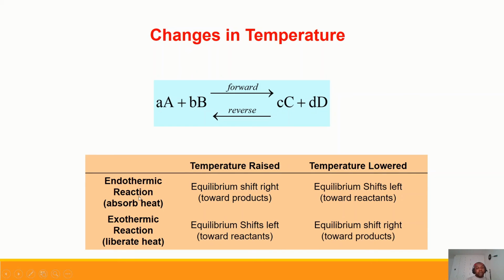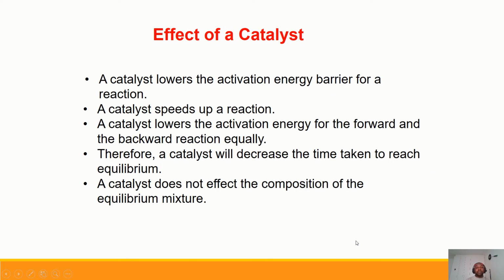For an endothermic reaction, where you absorb heat, when you raise the temperature, the equilibrium will shift to the right. But if you lower the temperature, the equilibrium will shift to the left. For an exothermic reaction, if you raise the temperature, the equilibrium will shift to the left. But if you lower the temperature, the equilibrium will shift to the right. That is going to favor the product.